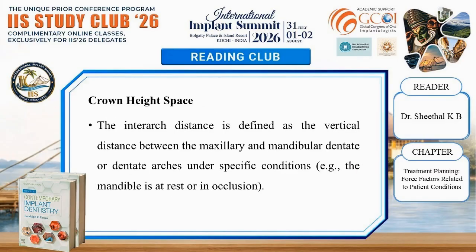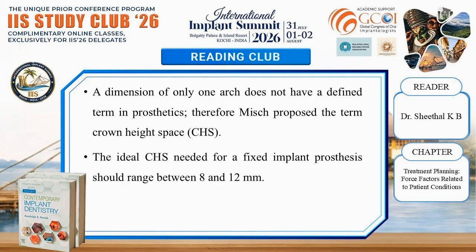Crown height space. The interarch distance is defined as a vertical distance between the maxillary and mandibular dentate or edentulous arches under specific conditions, for example, when the mandible is at rest or in occlusion. A dimension of only one arch does not have a defined term in prosthetics. Therefore, Misch proposed the term crown height space, CHS. The ideal crown height space needed for a fixed implant prosthesis should range between 8 and 12 mm.